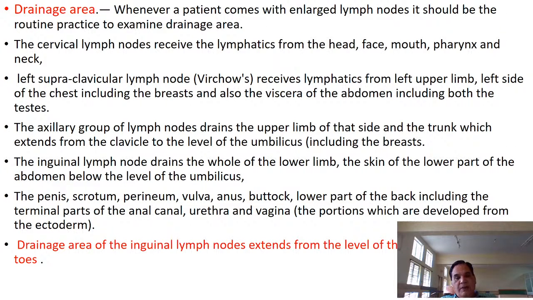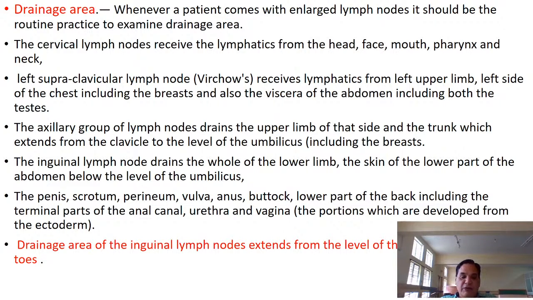Next, drainage area. You must be aware what is the drainage area of every particular lymphatic group. Cervical lymph node: when you examine, think of drainage from face, mouth, head and pharynx. The virchow lymph node, that is the left supraclavicular lymph node: always think of upper limb, left side of chest, mainly breast carcinoma, and upper abdomen. Axillary lymph nodes drain the upper limb and trunk extending from clavicle to umbilicus. That is for the axillary lymph node.